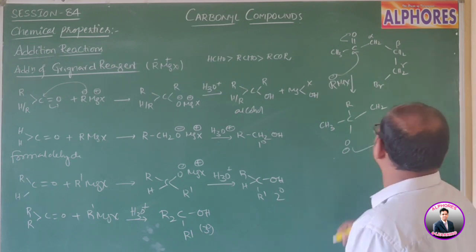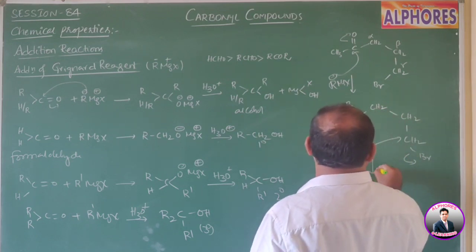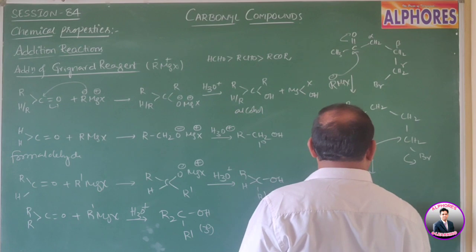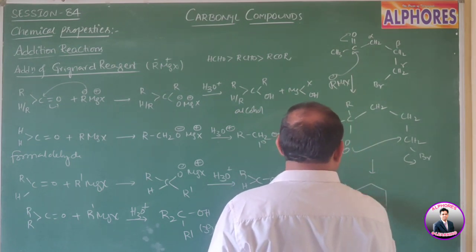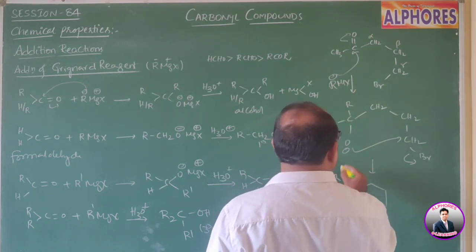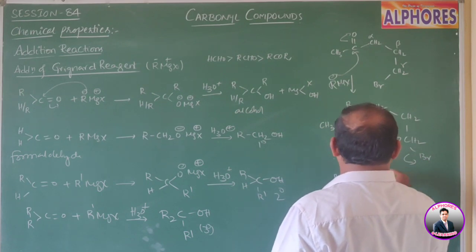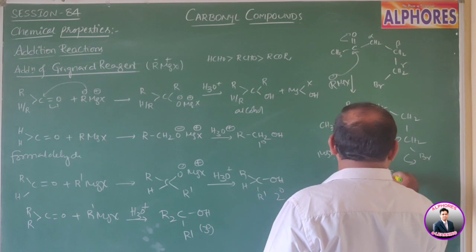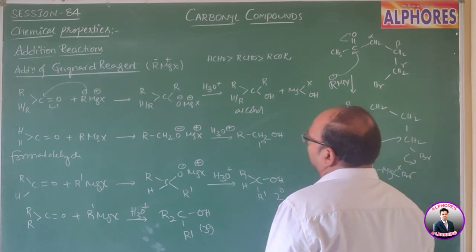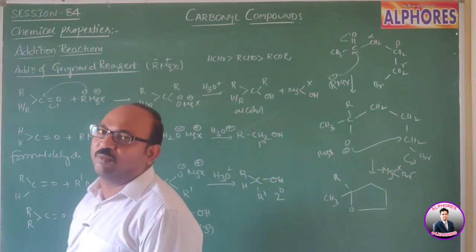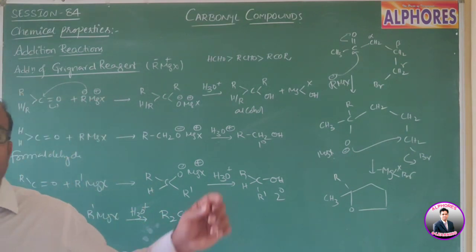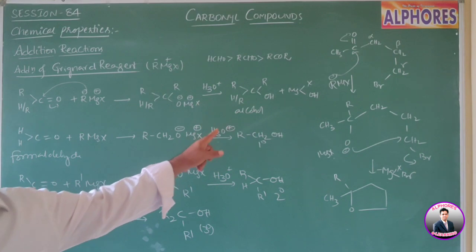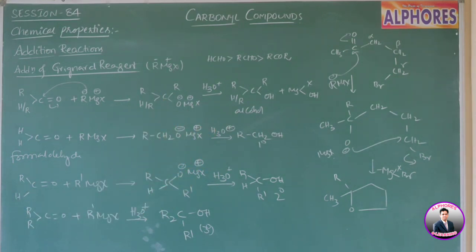Now this O- attacks this carbon, counting 1, 2, 3, 4, 5, so there will be formation of a 5-membered ring with CH3 and R, and Br leaves. O-MgX is there and MgXBr comes out. You get a cyclic compound, a cyclic ether. So there is a possibility for cyclization also here.